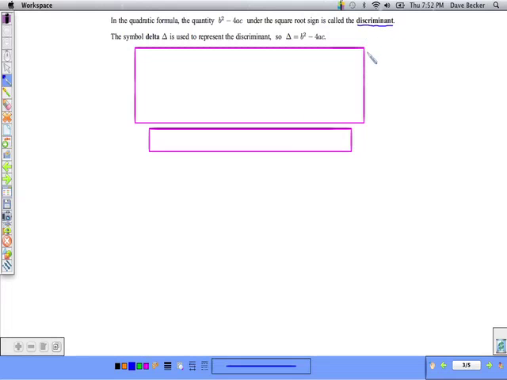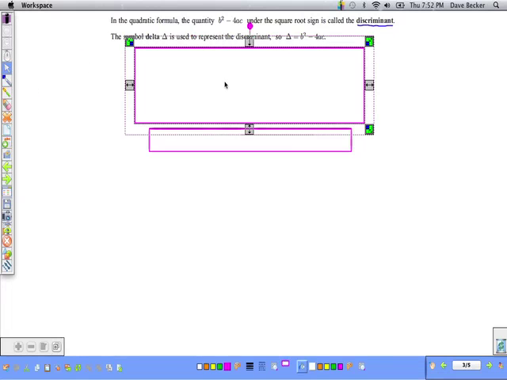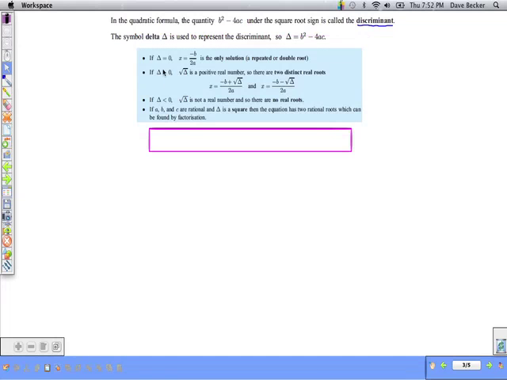There she blows. The symbol delta is used to represent the discriminant, so we say that delta equals b squared minus 4ac. It's just better to have that symbol instead of writing discriminant all the time. And here's what we found out. If delta equals 0, we're left with x equals -b over 2a. It's the only solution, and it's a repeated or a double root. That's because I don't have anything but 0 to add or subtract. And it's a repeated or double root because these are always going to factor into perfect square trinomials.